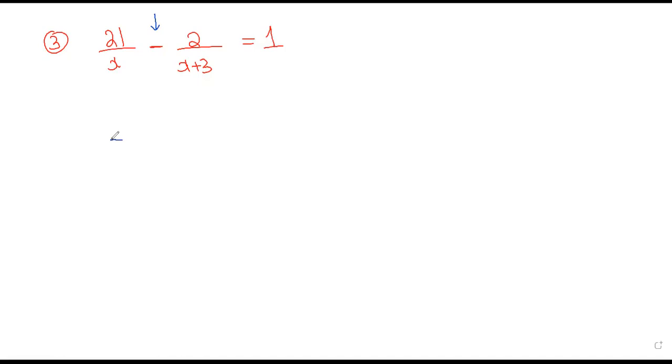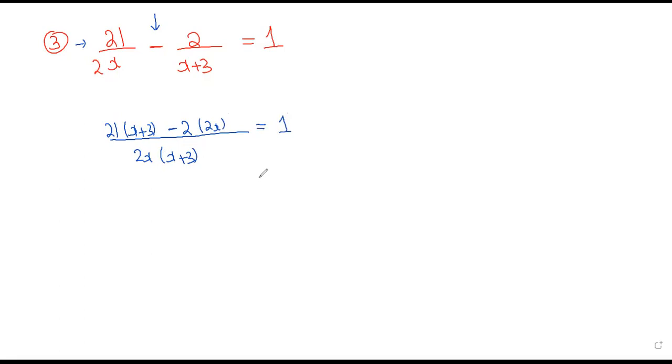I'll take the LCM, and in the denominator, we have a 2x here. In the denominator, I would get 2x multiplied by x plus 3. I have directly multiplied the two factors. Then in the numerator of the first fraction, I have 21, so I will be multiplying x plus 3, and then it is 2, and here I will be multiplying 2x, and this is equal to 1. This is going to be the first step.